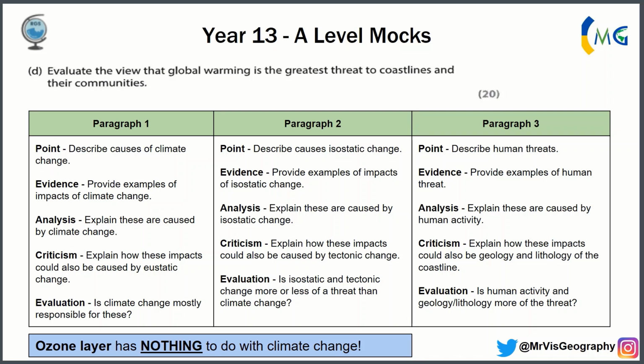Neither does methane. So when you talk about emissions of greenhouse gases like CO2 and ozone, it makes you look like you don't know what you're talking about. So avoid talking about the ozone layer if you do not fully understand how it works. Anyway, now that's done.